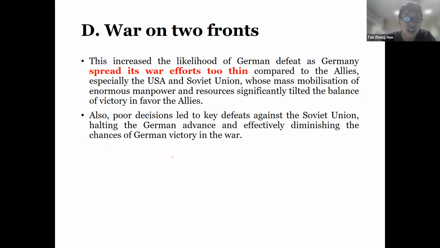Okay, this increases the likelihood of Germany's defeat, because your war is spread too thin. Effectively on each side of the front, the Eastern Front with the Russians and the Western Front with Britain and the other Allies, you have fewer troops on each side. You are at a manpower and resources disadvantage.